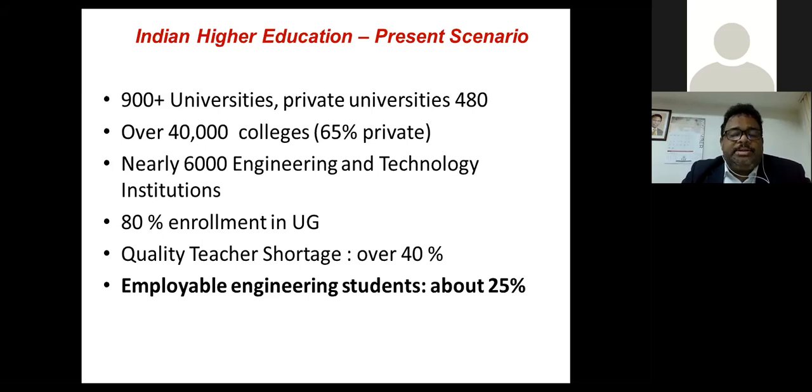Normally the government takes the statistics based on PhD, NET and GATE qualified, those things. But not necessarily that only PhD, GATE and NET qualified people are quality teachers. Maybe tomorrow I have a discussion on that quality part. And employable engineering students is about 24 to 25%. That means others are not employable. This is a point we really need to think on.